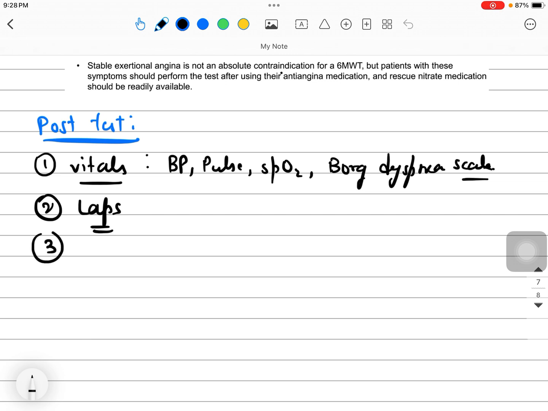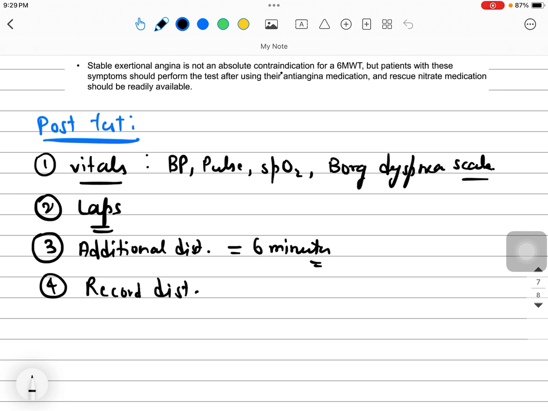Third thing we need to check over here: record the additional distance which was covered in this particular test. What is the time period we are giving the patient? That is 6 minutes. Whatever distance the patient covers in these 6 minutes, we need to measure that. Total distance walked, whatever the patient has covered, to the nearest meter, we will record that, rounding it off to how many meters the patient has actually covered.